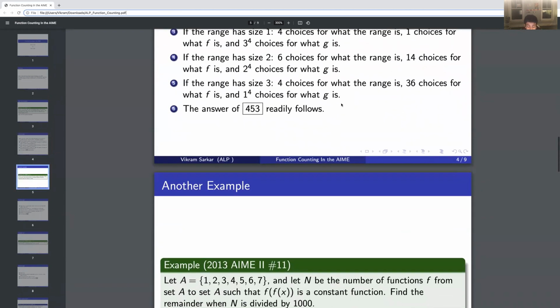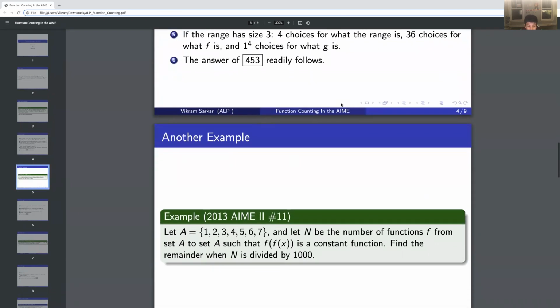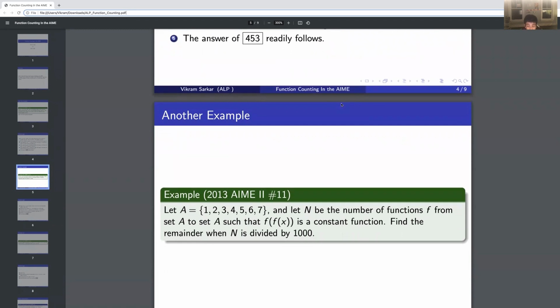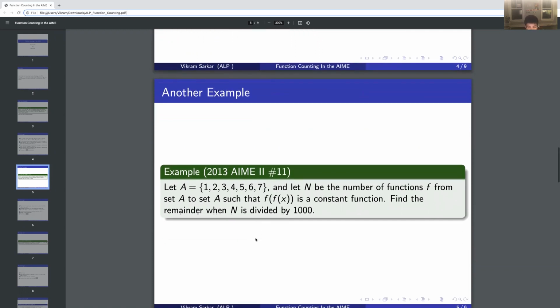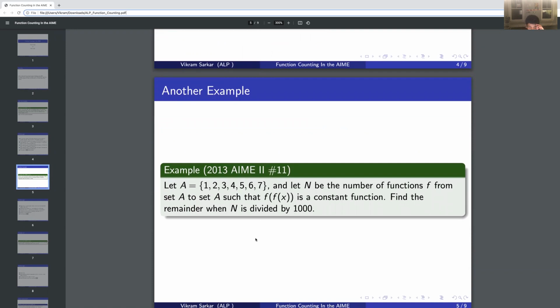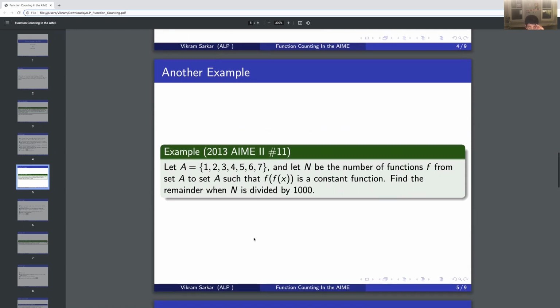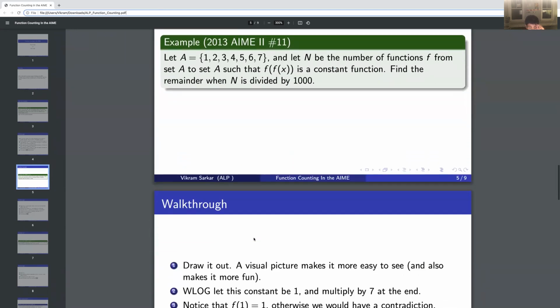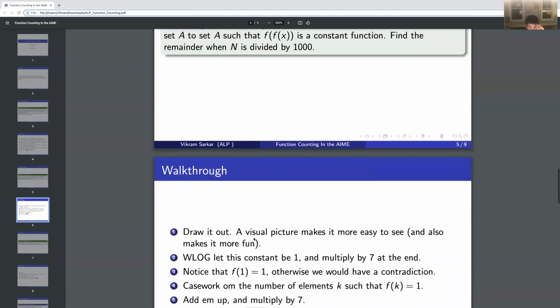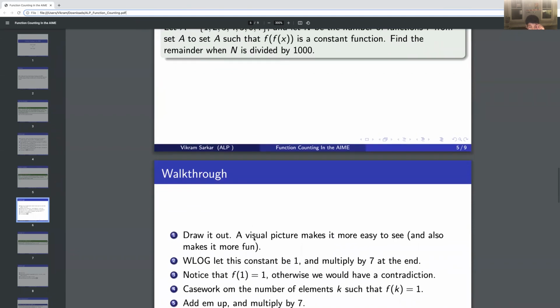So here's another example. Let A equal 1, 2, 3, 4, 5, 6, 7, and let n be the number of functions from set A to set A, such that f of x is a constant function. Find the remainder when n is divided by 1000. So I'll let you pause and ponder for a bit. You can pause the video if you want. I'm assuming you're done with that, so I'll move on. Oops. Yeah, okay. So, should I zoom out?